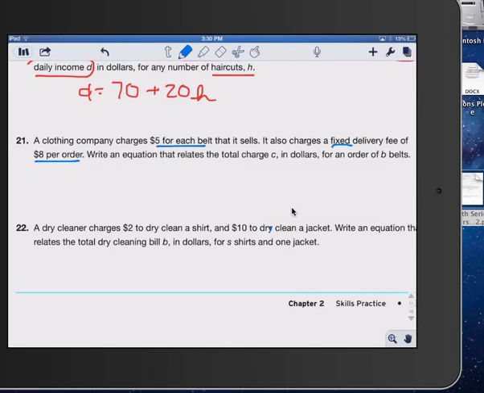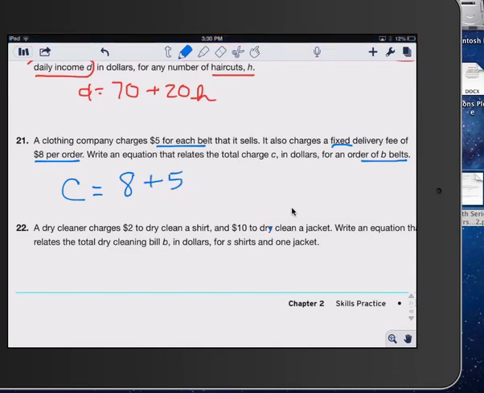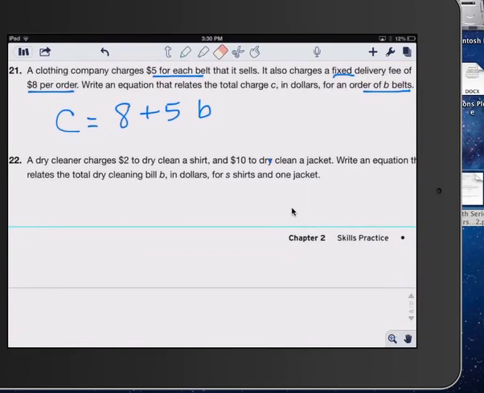Write an equation that relates to the total charge. So C is the total charge, in dollars, for an order of belts. Okay, total charge. There's a fixed fee of $8. You can't change that. Plus $5 for each belt. So 5 times whatever number of belts you buy. So you can write 5B like that instead. Basically it. I'd like you all to try 22.